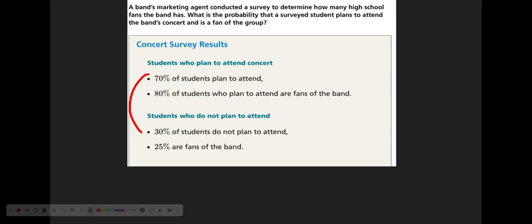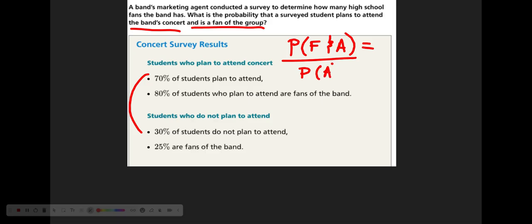So what is the probability that a surveyed student plans to attend the concert and is a fan of the group? Okay, so what's the probability that someone is a fan and plans to attend? Well, I know from our previous one that this is a conditional probability statement, okay? Now, we know that of the people that plan to attend, 80% of them are fans.